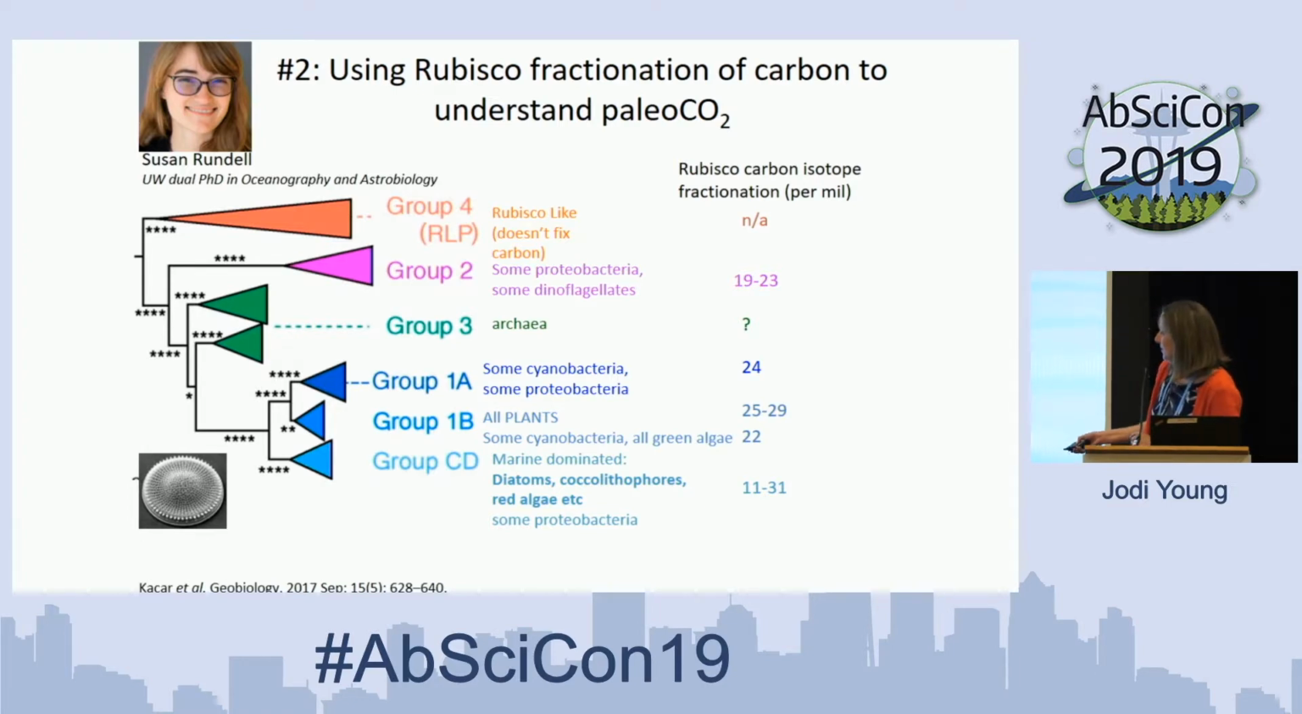But what's interesting is we only have 3 measurements from marine eukaryotic phytoplankton, and they are hugely variable. EHUX has a value of 11 per mil, a diatom has 18, a red algae has 30. There's this dramatic difference of Rubisco fractionation from these different types, all from form CD Rubisco. So we need to look into this a little bit further.